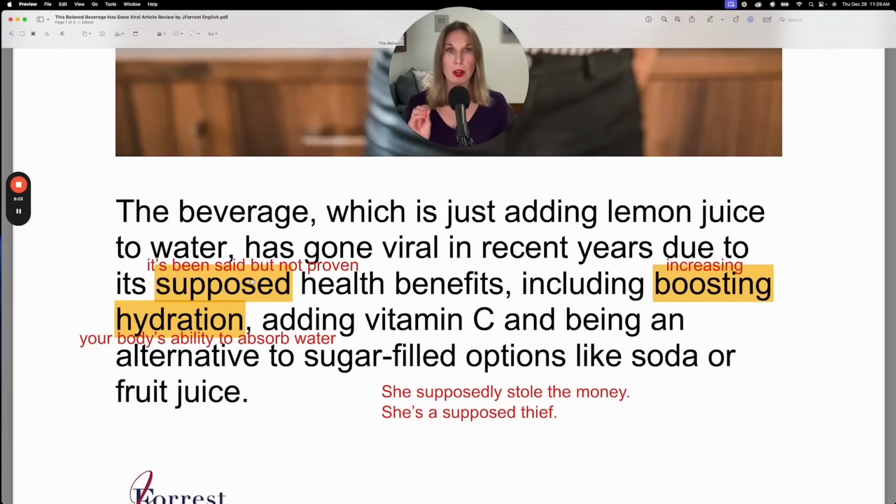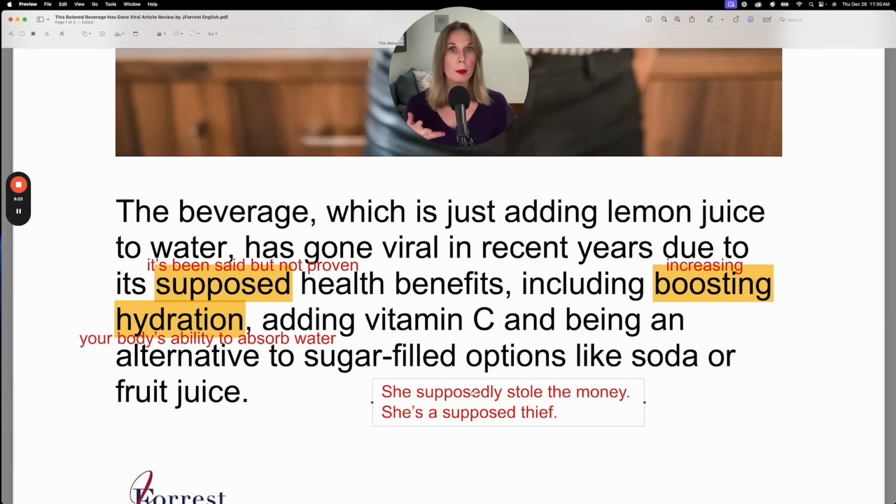This is a very important word because when I read this, I know that, okay, this is what people say that lemon water can do, but it hasn't been proven. Then you can use supposed. It's supposed health benefits. So it lets me know that there's some doubt around these health benefits.